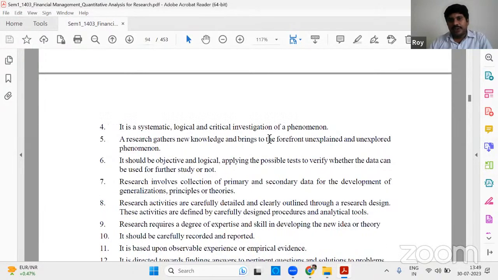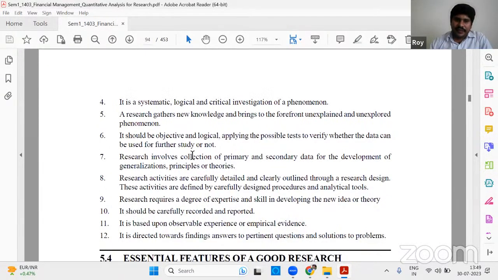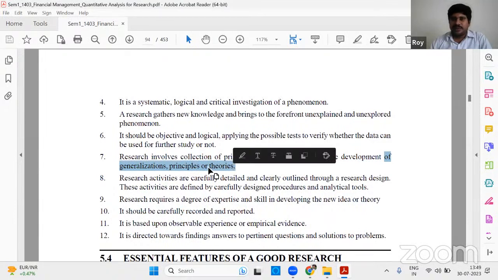It gathers new knowledge and brings to the forefront unexplained, unexplored phenomena. It should be objective and logical. It involves collection of primary and secondary data, and research activities, collection for the development of generalization, principles and theories. All these principles are also derived from the definitions which were given by them.